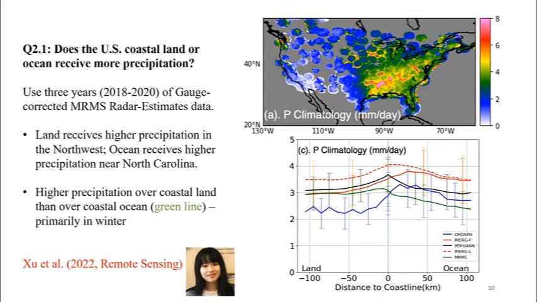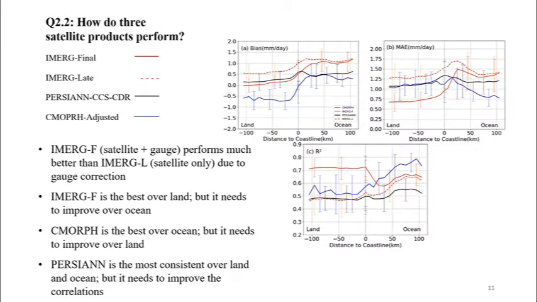Now with this data, we can also address, are those satellite data really as good as promoted over ocean? And for this purpose, we pick three popular data sets. One is IMERG from NASA, one is CMORPH from NOAA, and one, of course, is from your own UCI, the PERSIANN data set. And here we summarize the results in three metrics: the bias, mean absolute error, and correlation squared or R squared. And you can see a few key points.